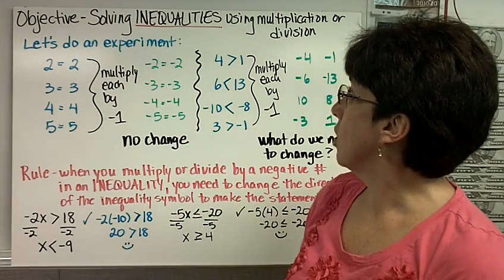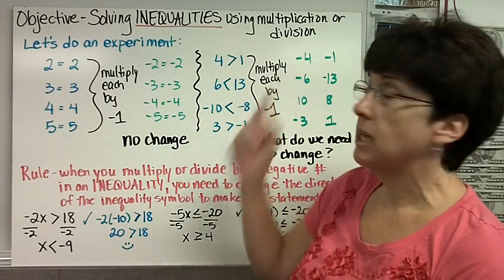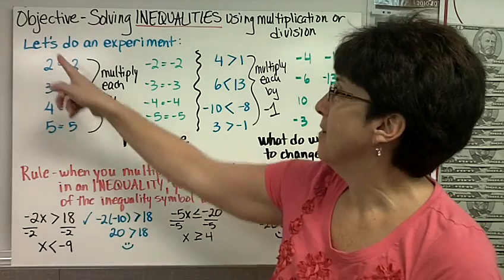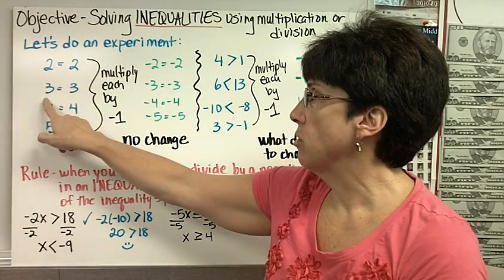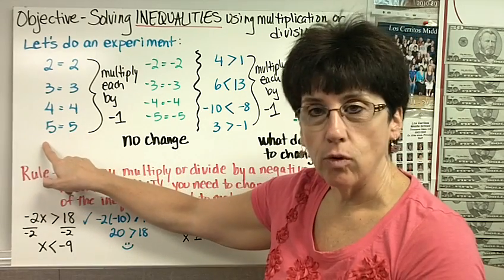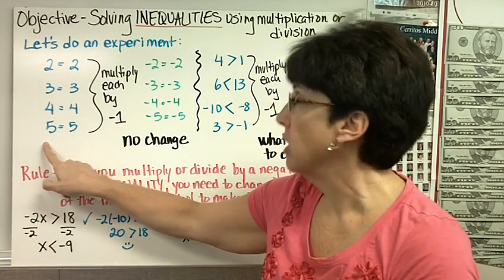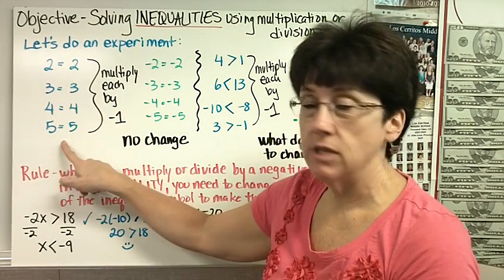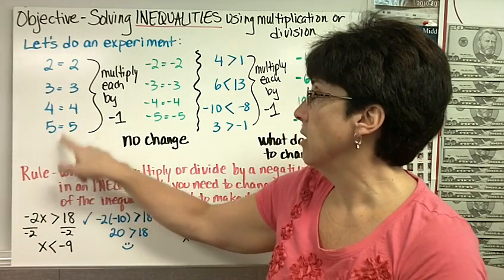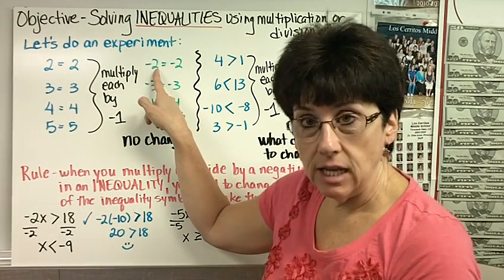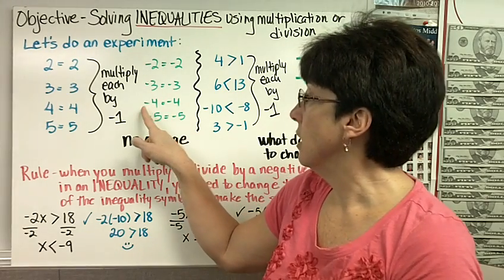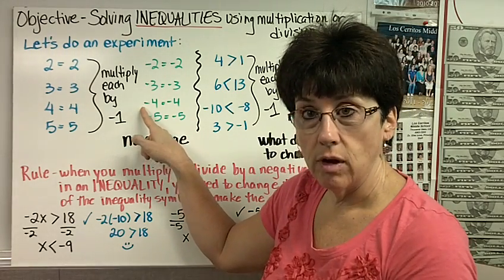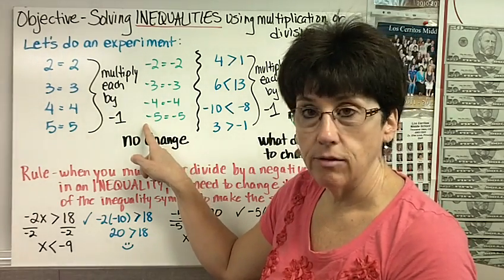Today's objective is solving inequalities using multiplication and division. Let's do an experiment. You know that 2 equals 2, 3 equals 3, 4 equals 4, 5 equals 5. Let's multiply each of these by -1. Now we have -2 equals -2, -3 equals -3, -4 equals -4, and -5 equals -5.